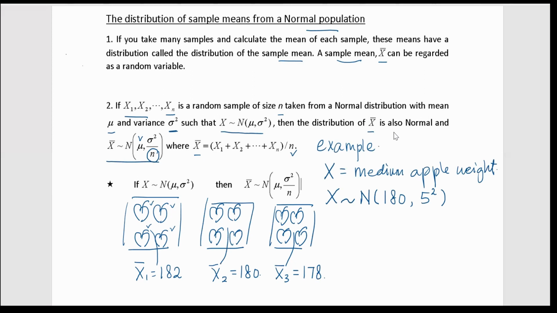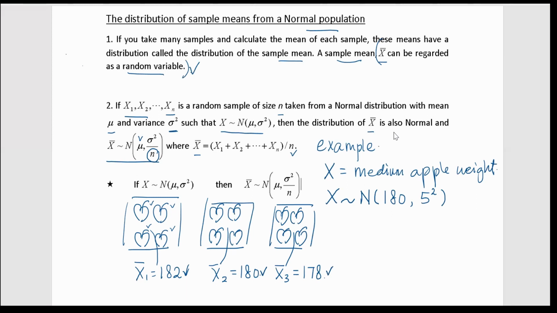So can you see? X bar can be regarded as a random variable because the values of x bar are varying. We have a random sample of 4 apples, then the mean weight of these 4 apples can be 182, can be 180, or can be even 178. So it is varying and it can be regarded as a random variable.